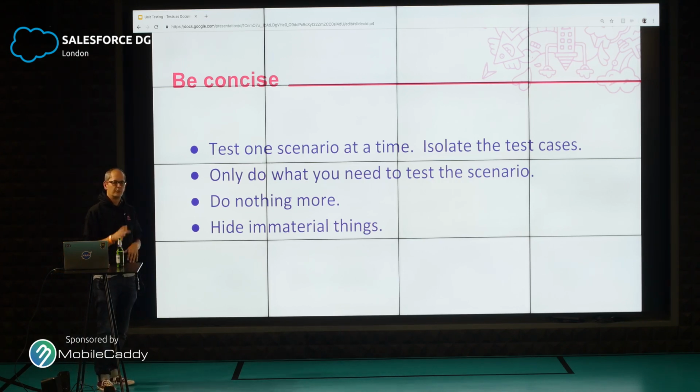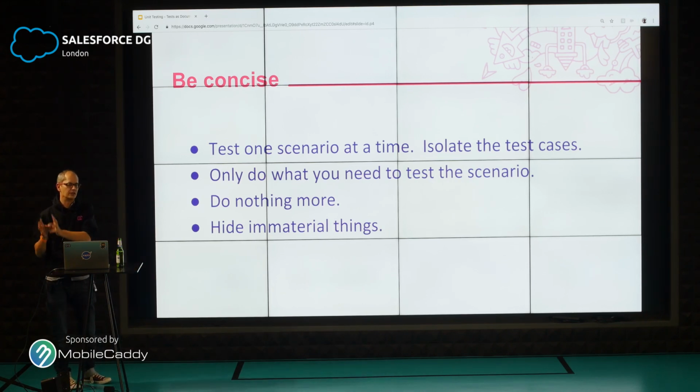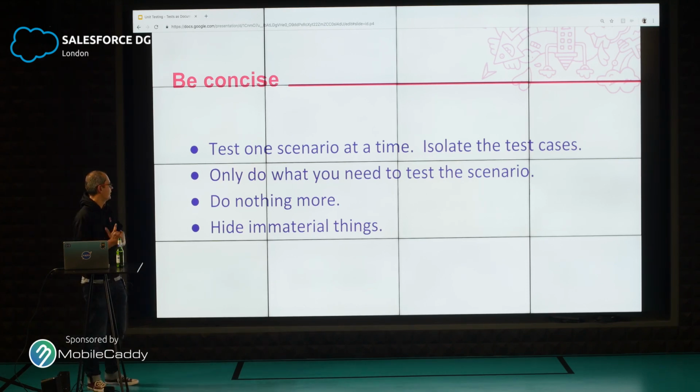In your unit test, you want to make sure that you isolate your test cases and you do one thing at a time, and you describe the outcome one at a time, even if it means that you do the same thing multiple times in different tests. That's absolutely fine. In your test scenario, you want to make sure that you only do what is required to test that scenario and you don't do anything else.